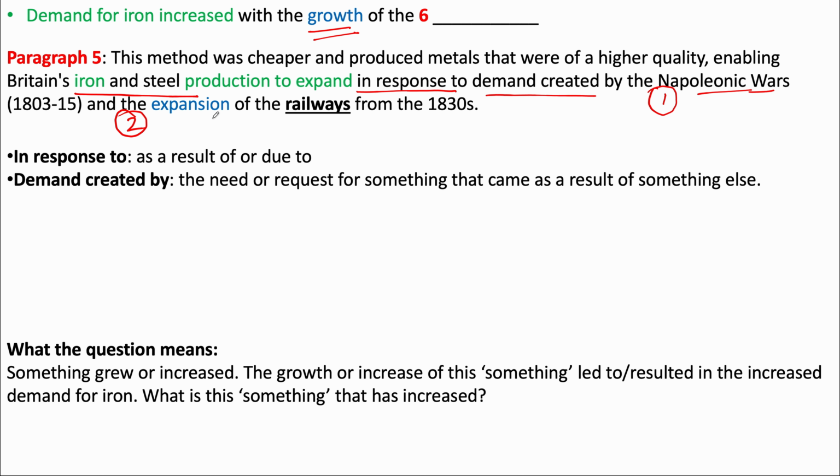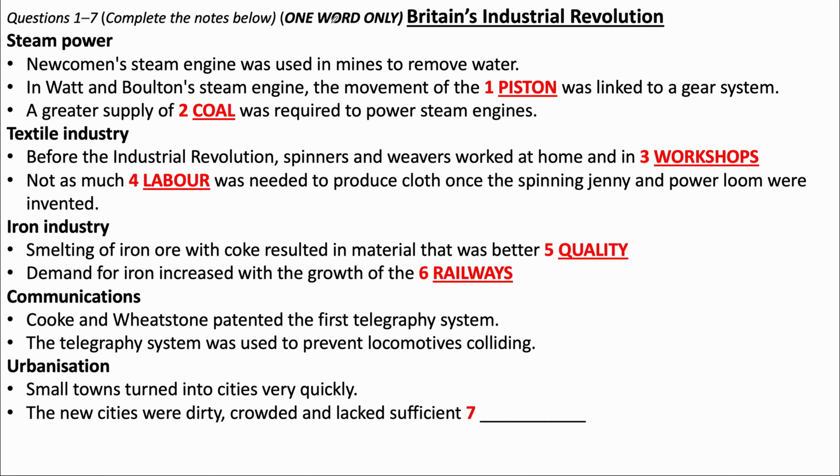But the second reason, which is the expansion of the railways, means growth of railways. So, iron production expanded in response to expansion of railways, or we could say that demand for the iron increased with the growth of or with the expansion of the railways. The answer to the sixth question is railways. Moving on to the seventh question.